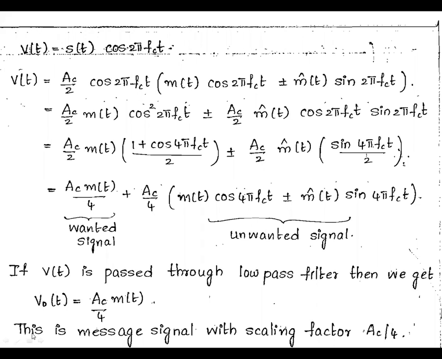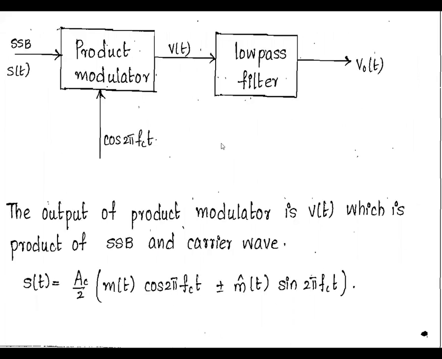Now the M of t signal is reduced by 4 in magnitude. What is the magnitude? Suppose 8 volts is there. The signal voltage is 8 now. At the receiving end, 8 by 4, 2 volts is available. Likewise, a signal is available. So this is the baseband signal.